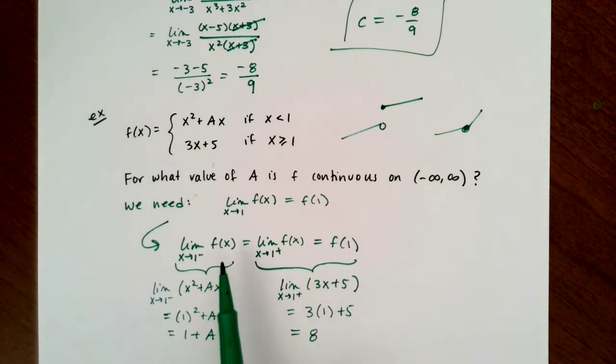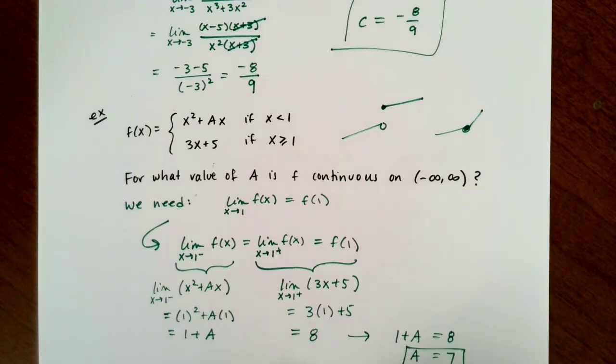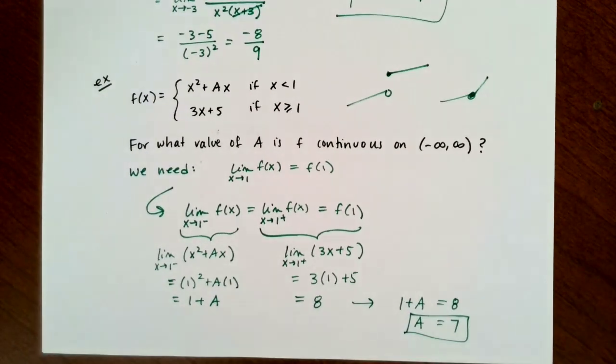Okay, so what we need is for this limit to equal this stuff. So now I just need to set these two equal and solve for the A value that makes it happen. So I need 1 plus A to equal 8, which tells me the value of A should be 7.